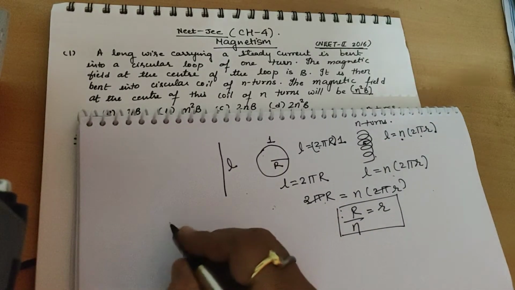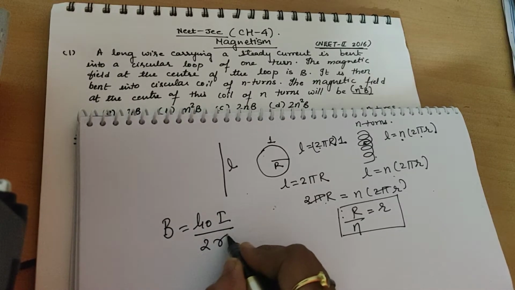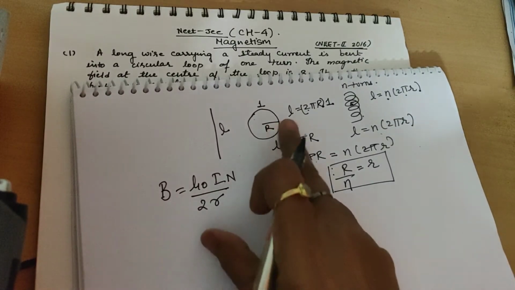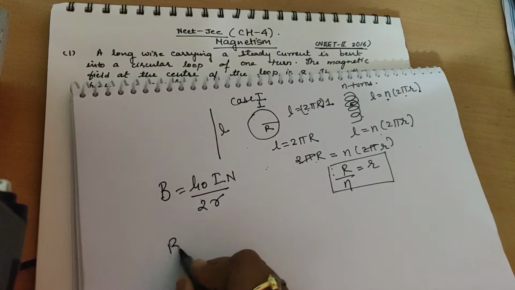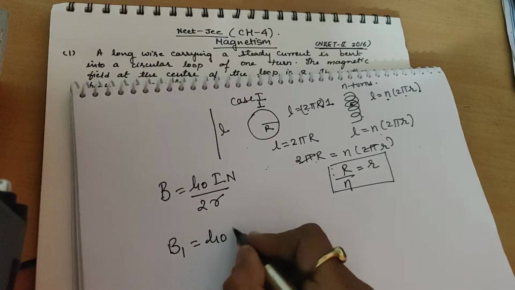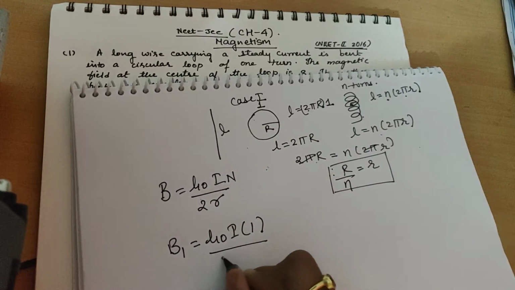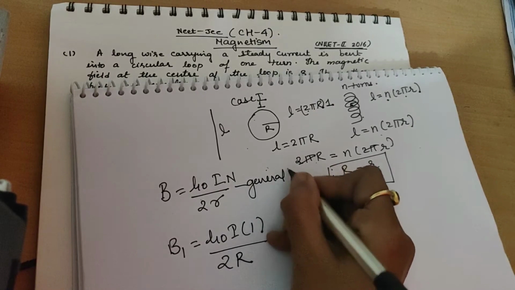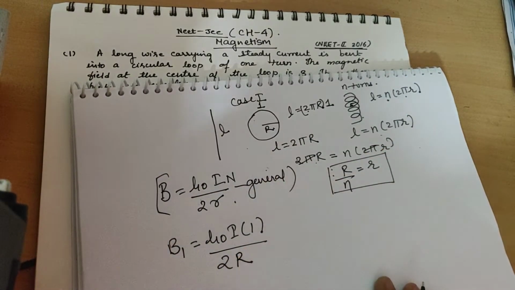Now we need to find out the magnetic field. The magnetic field formula, you know, is mu naught I upon 2r, and if it has n turns, we multiply with n. So I call this case 1. In case 1, B1 is equal to mu naught I. The number of turns is 1, the current I is the same, and the radius is 2r in the general formula. Here, what radius are we taking? Capital R, so we write capital R.